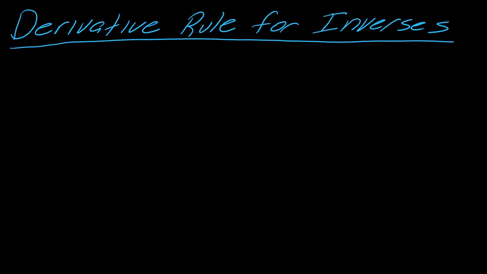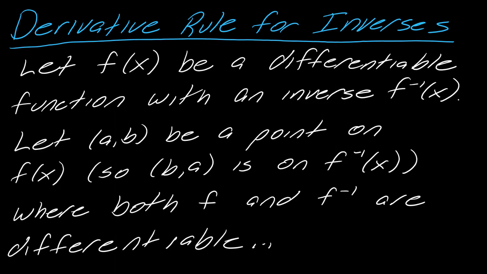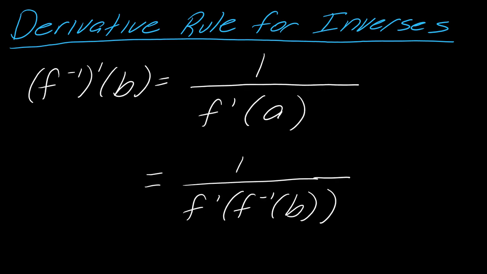So this little relationship that we see is actually the derivative rule for inverses. To set this up, you've got to have a function f of x, and it's got to be differentiable, and it's got to have an inverse. And then you're going to have some point (A, B) from your function. So then (B, A) is going to be on your inverse. And you have to have that both of your functions are differentiable. So there's a lot of things you need for this to work. But when all that happens, here's that relationship.